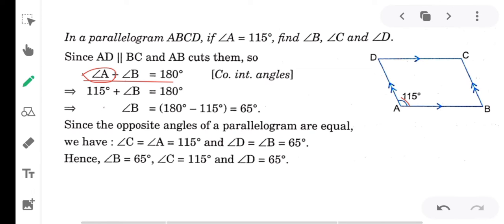So the angle A is how much? 115 degrees. So 115 degrees plus angle B equals 180. So angle B becomes 180 minus 115, equal to 65 degrees. And ABCD is a parallelogram. Opposite angles are equal. So angle C equals angle A, so this is 115 degrees, and angle B equals angle D, so angle D equals 65 degrees.